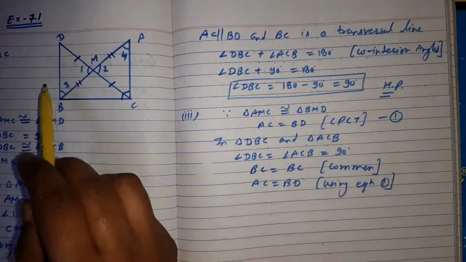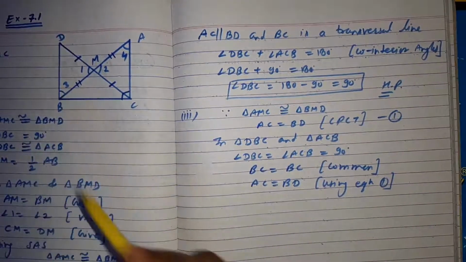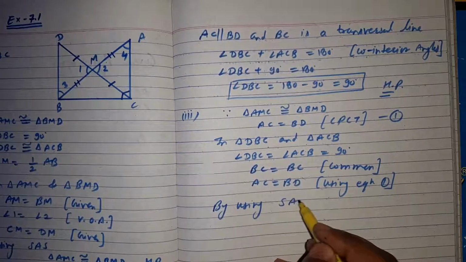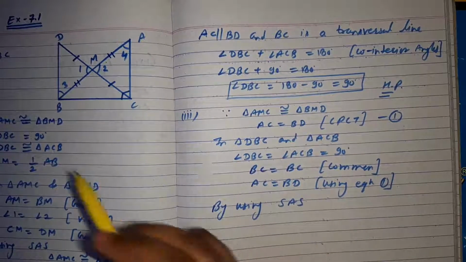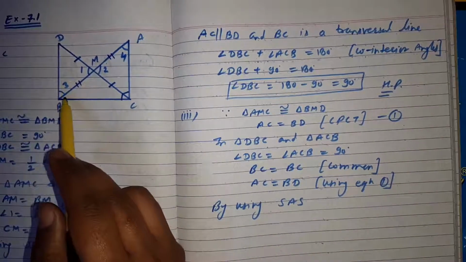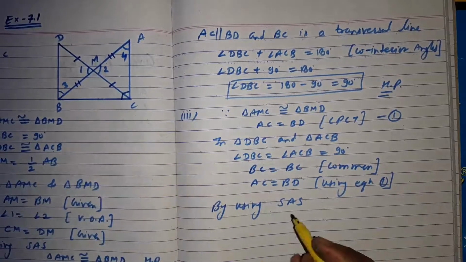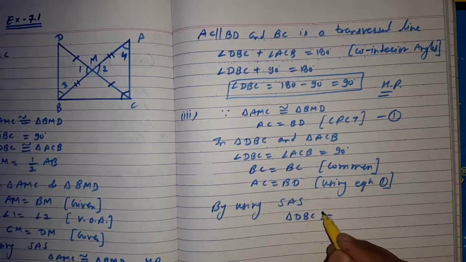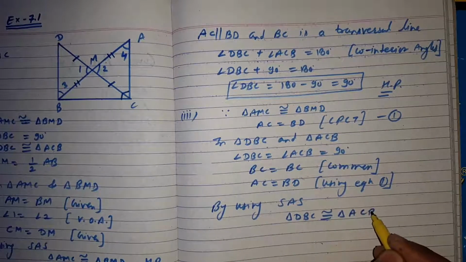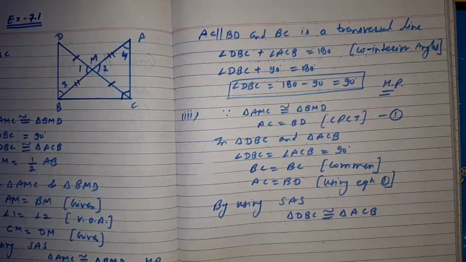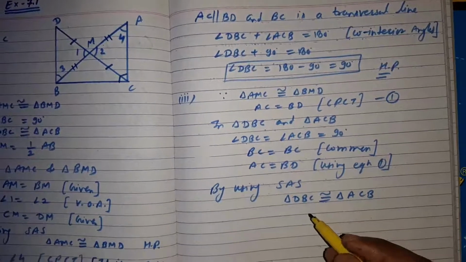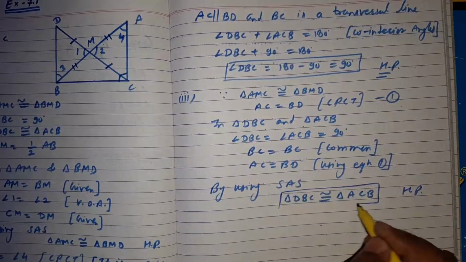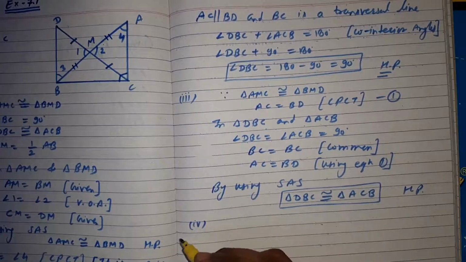So by using the side angle side congruence criteria, side, then this angle, then side, triangle DBC is congruent to triangle ACB. This is the third part, hence proved. Now we will come to the fourth part.